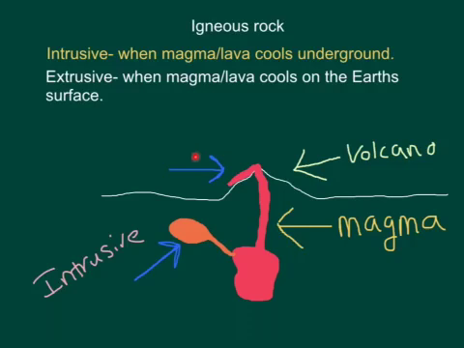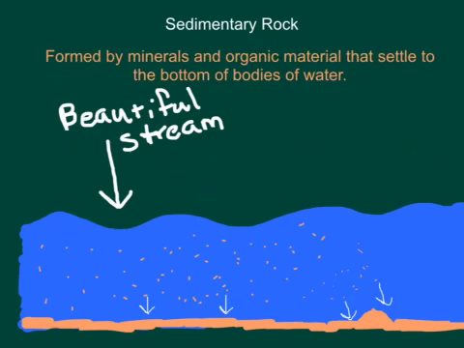And then here, what we have is kind of a volcanic eruption. So we have rock that is cooling outside. So that would be extrusive. So this is igneous rock. Remember, intrusive, extrusive. Those are the big things you've got to remember.